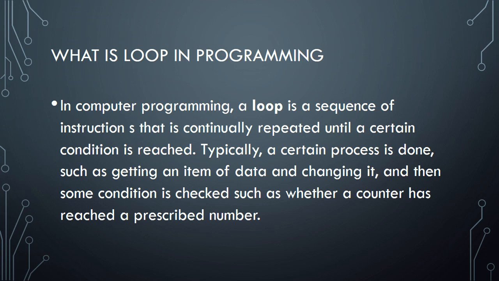According to the definition in computer programming, a loop is a sequence of instructions that is continuously repeated. What is a sequence of instructions? Suppose registration is an instruction which is generated on the Facebook website, and it is continuously repeated until a condition is reached.